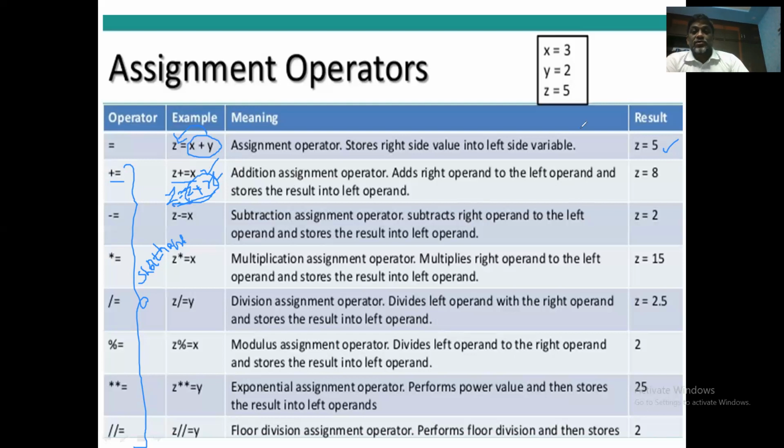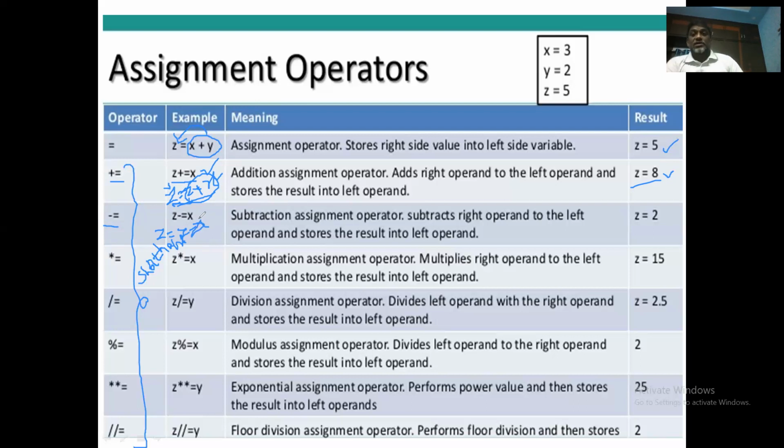So in our case, z is 5 and x is 3. Therefore, z plus x becomes 8, and the result is stored into z. Therefore, z becomes 8. So the meaning of shorthand assignment operators is the same for every operator that we write. That means if you write minus is equal to, the meaning of z minus is equal to x is z is equal to z minus x. So if you understand one, the remaining concepts are going to be the same, right?